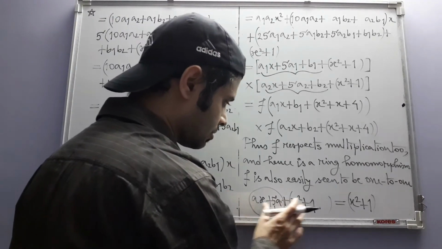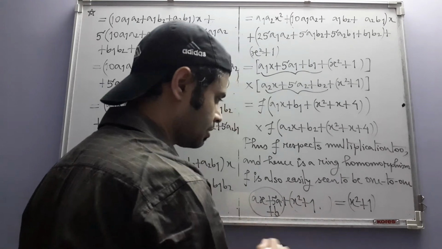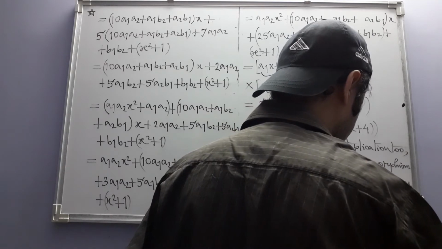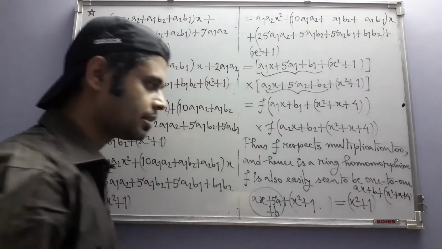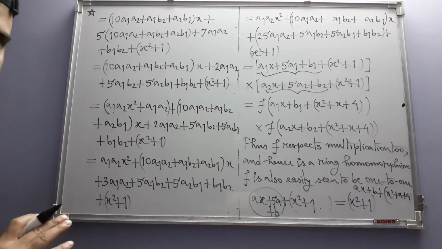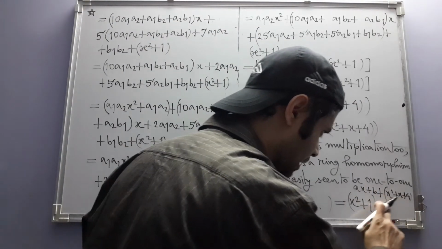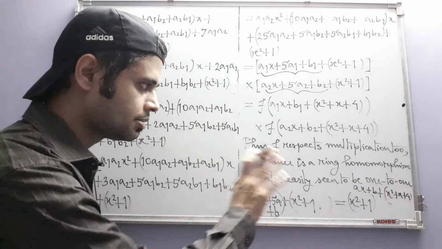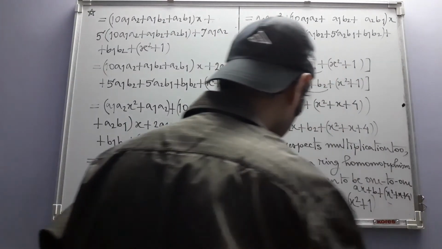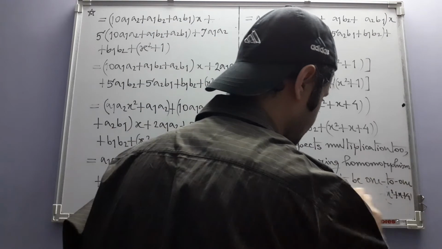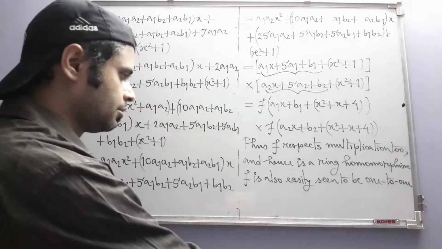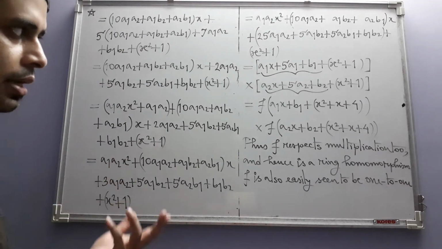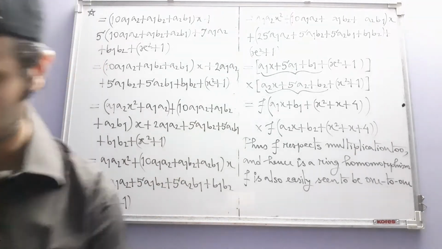So this element, ax plus b plus x square plus x plus 4, that element in the kernel is the 0 element. Okay, 0 element means just the ideal x square plus x plus 4, and that's why, because of that, F is 1 to 1. It's a straightforward argument, a straightforward calculation. And finally now we have to show that F is onto also, because then only we can claim that the two fields are isomorphic. And for that we have this.